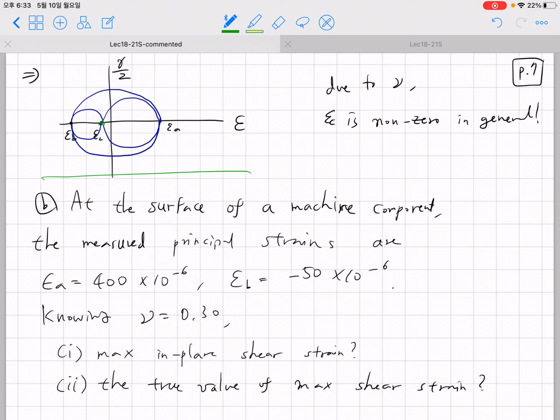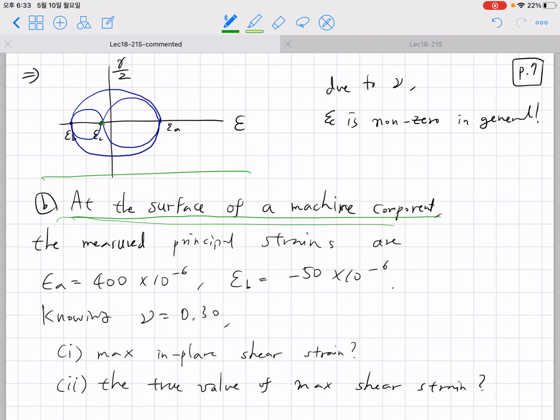Now let's solve the second problem. The second problem considers real numbers. We only considered some alphabets in the previous problem. In the second problem, we're going to solve a problem with real, measured numbers. So the second problem asks us this question.